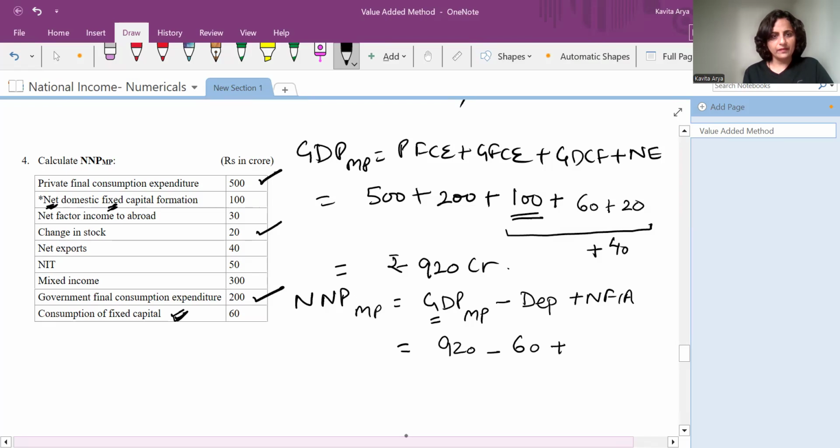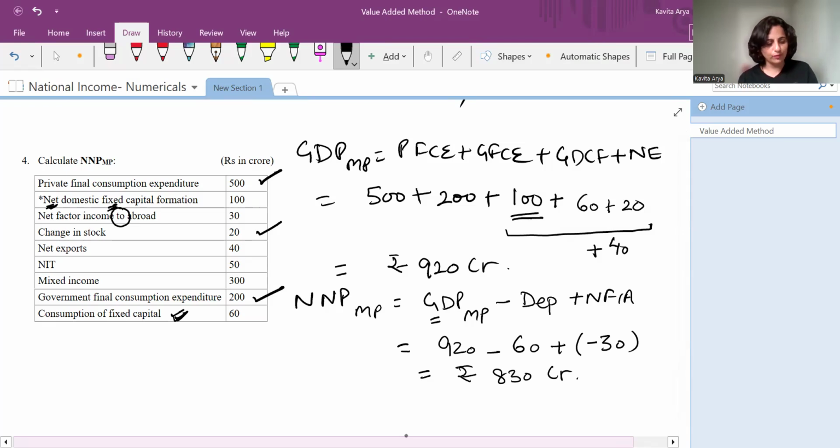And NFIA, net factor income to abroad again. So we have to be watchful about this symbol. I have to reverse the symbol. So 90 needs to be subtracted from this. So this becomes 830 crores, and that's your final answer.